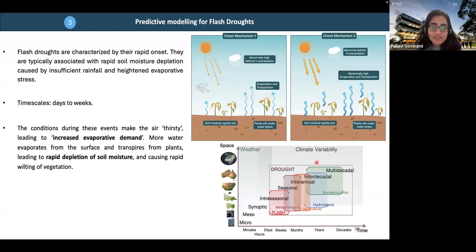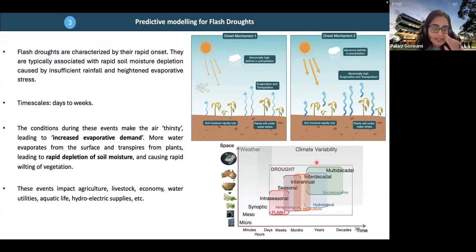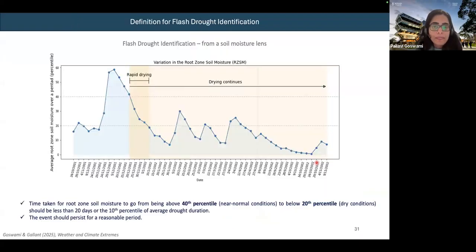But yes, the flash droughts definitely are important because, like I mentioned, they do affect a lot of important sectors. They affect agriculture, livestock, economy, and several other things that depend on them. But primarily, they've been understood as soil moisture droughts. So agriculture definitely is a big sector that gets affected when there is a flash drying happening.